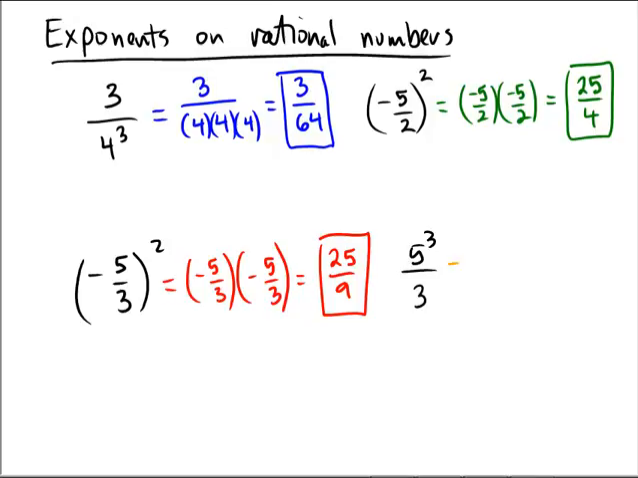Last example before you try some on your own. Numerator, 5 cubed, separate denominator, just a 3. So numerator, 5 multiplied by 5 multiplied by 5. Denominator, solo 3. So in the numerator, 5 times 5 is 25, and 25 times 5 is 125. And in the bottom, solo 3. No powers going on, so that one is 125 over 3 as a final answer.